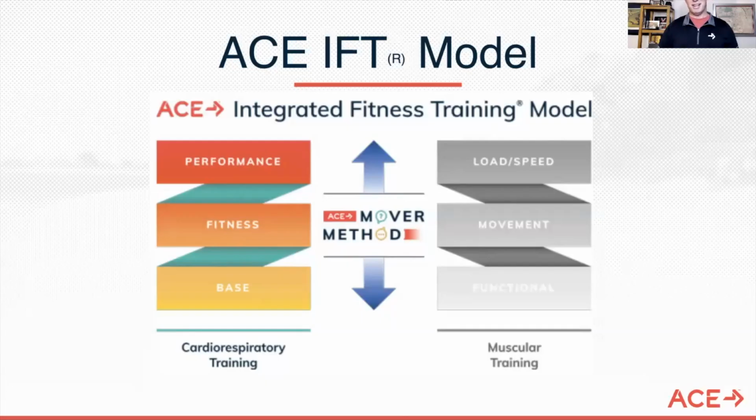On your screen, you see the ACE IFT model. The IFT model was created to classify exercise into specific categories and phases based on level of intensity. On your right, you see the three phases for muscular training: functional, movement, and load speed. But for this presentation, we're going to focus specifically on the left-hand side of the model. That's how to apply the three phases of cardiorespiratory training to designing HIIT workout programs. The three phases are base, fitness, and performance.